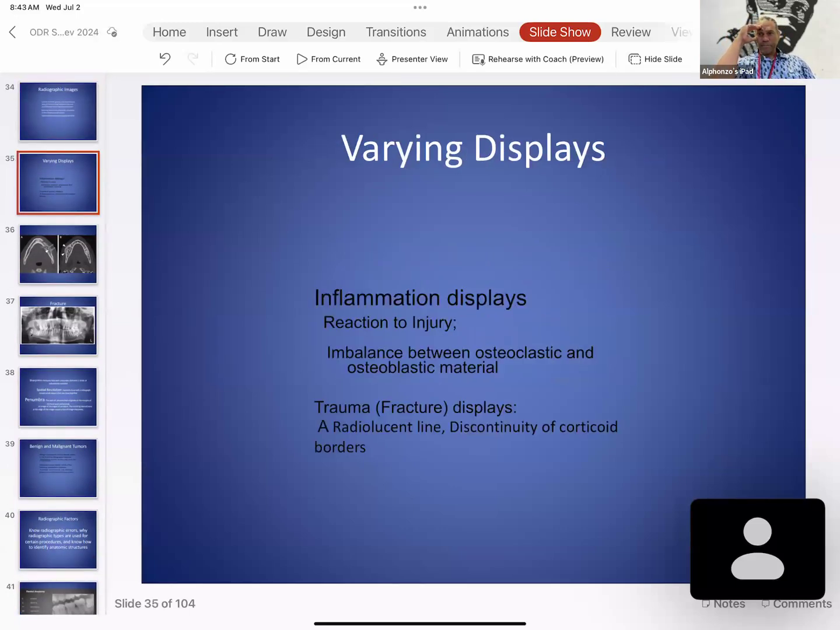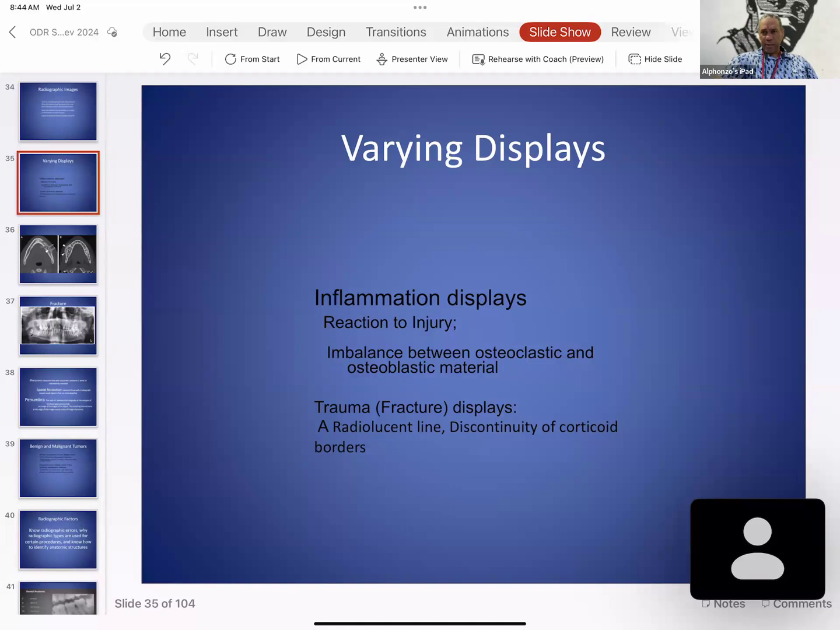Varying displays. Inflammation displays, so you'll see reactions to injury. That's how the bone actually deals with inflammation. And we talked about this, I think, in the last lecture. What we're going to see on an image is really the difference between the laying down of bone and the loss of bone. So the body is taking bone away and laying down new bone. That's how you're going to see it on your radiograph.